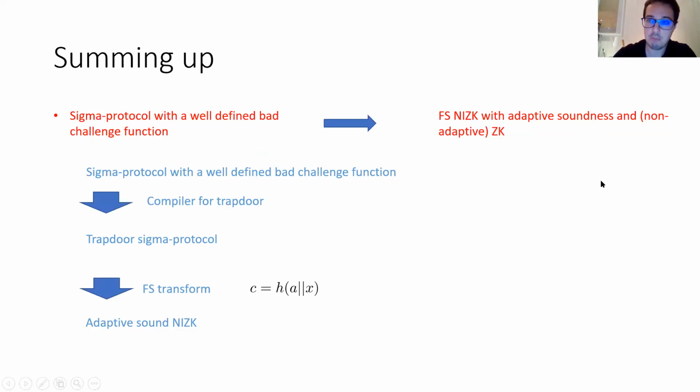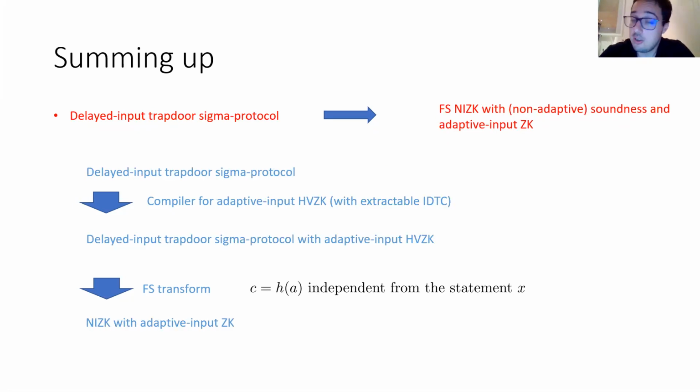So, summing up our results. On one hand, starting from a Sigma protocol just with a well-defined challenge function, we can add the trapdoorness property. We can run the Fiat-Shamir transform, hashing the statement X concatenated to the first message A, and we define a NIZK that enjoys adaptive non-interactive soundness. On the other hand, if we start from a delayed input trapdoor Sigma protocol, we can add the adaptive input honest verifier zero knowledge property, preserving the trapdoorness property. We can run the standard Fiat-Shamir transform, computing the challenge C by hashing only the first message A, which is now independent from the statement, and we define a NIZK with non-adaptive soundness, but adaptive input non-interactive zero knowledge.